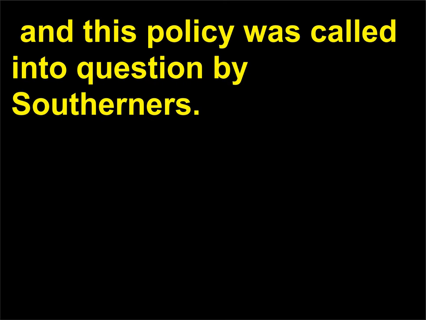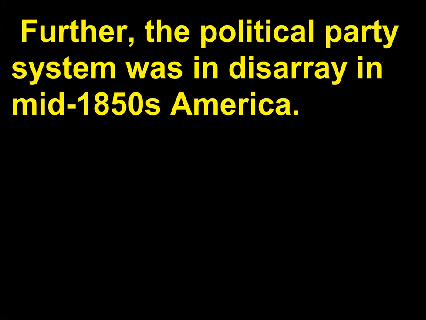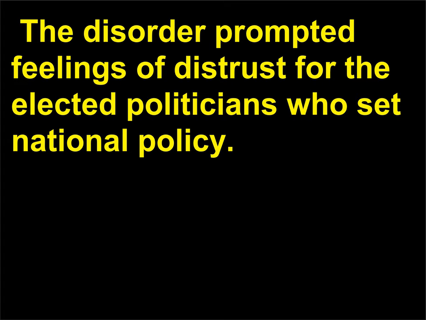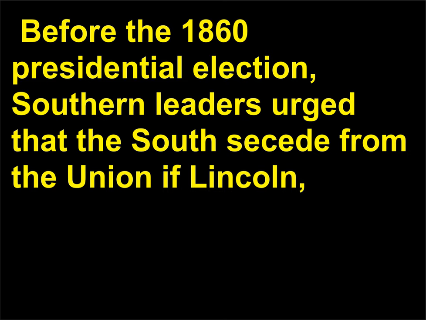Further, the political party system was in disarray in mid-1850s America. The disorder prompted feelings of distrust for the elected politicians who set national policy. Before the 1860 presidential election, Southern leaders urged that the South secede from the Union if Lincoln, who had publicly taken a stand against slavery, won.